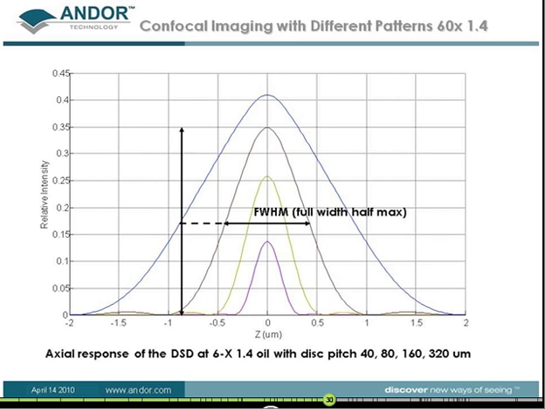So here you can see the measurement of the full width at half maximum height that's commonly used to characterize the axial response in the confocal instrument. And you can see, for a range from 40 microns, the smallest, with the thinnest response and the lowest intensity, to an 80 micron pitch, which was the original design, a 160 micron pitch and a 320 micron pitch. These are all being used with a 60x 1.4 oil objective. And rather than show you this for every possible combination of objective and pitch of the instrument, I've chosen to characterize these quite carefully, as you'll see in the next slide.